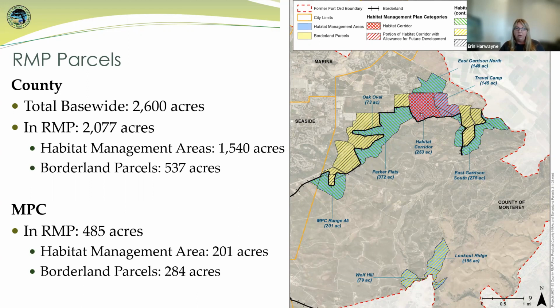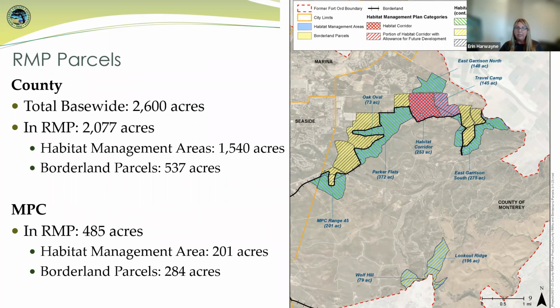Well, let me give you the overview and then we can talk through the areas. So the county basewide, again, is a total of about 2,600 acres, some of those being the clear areas with no color that are designated for development. For the RMP, it's really focused on a subset of those, as called out in the HMP. So about 2,077 acres of county lands are to be included in this RMP process, and we'll walk you through it.